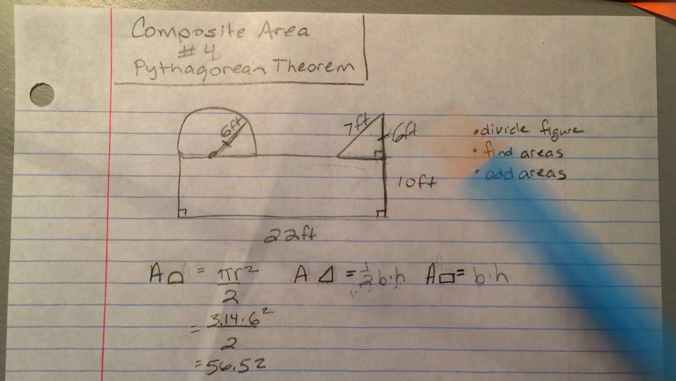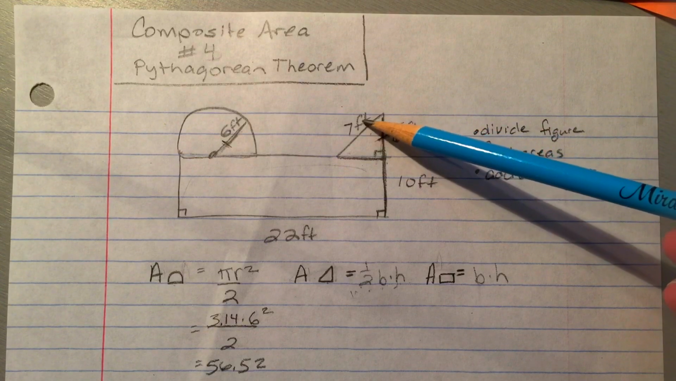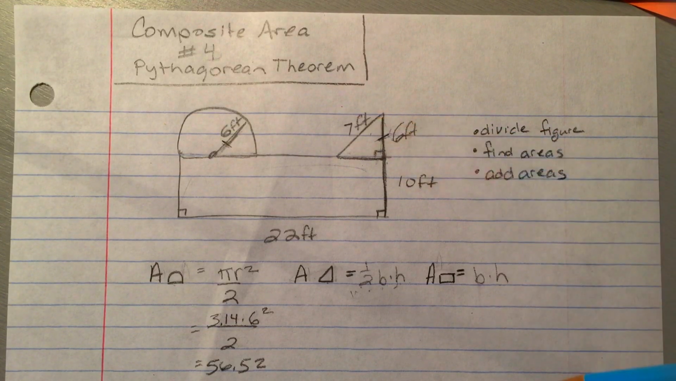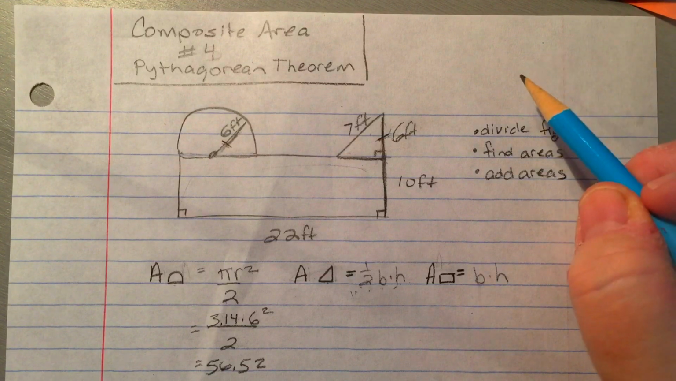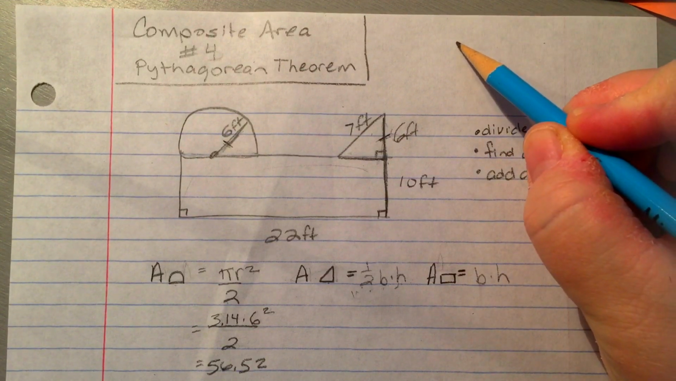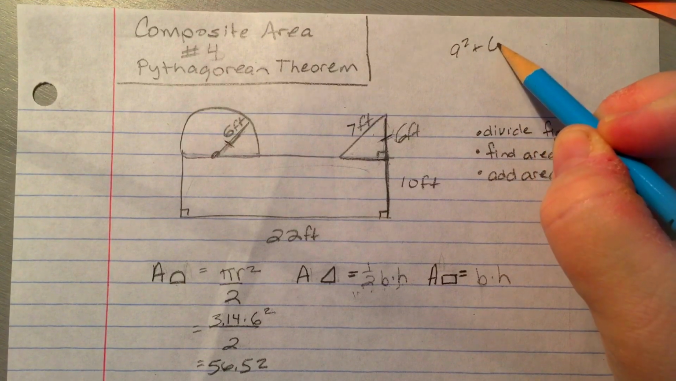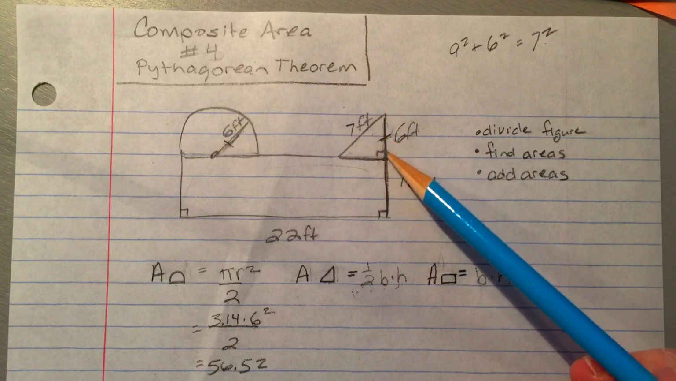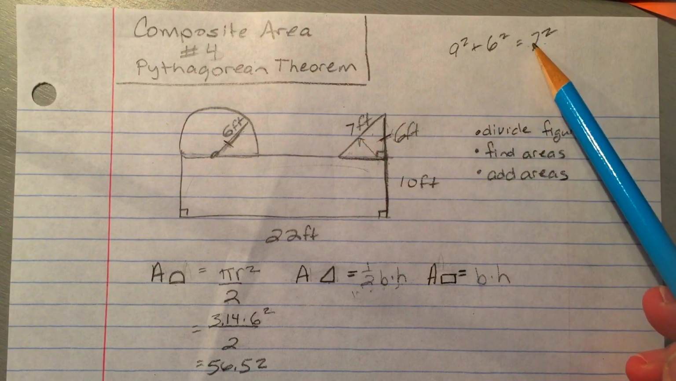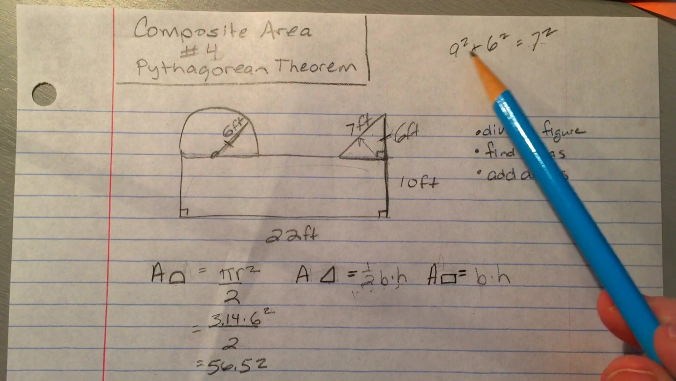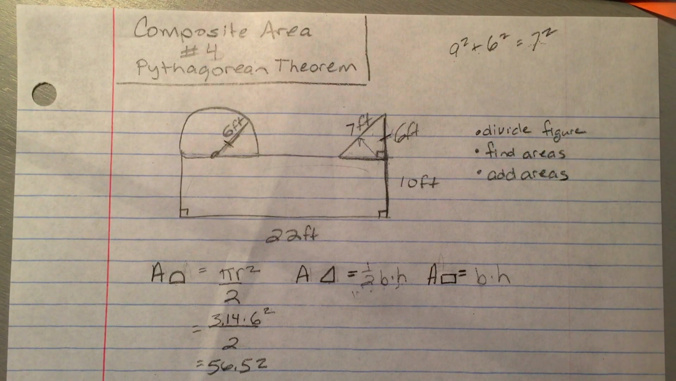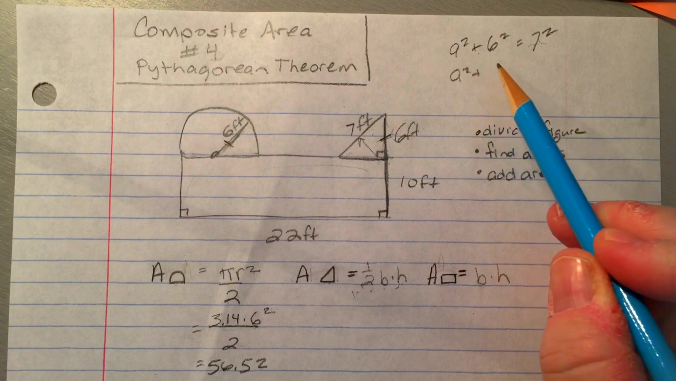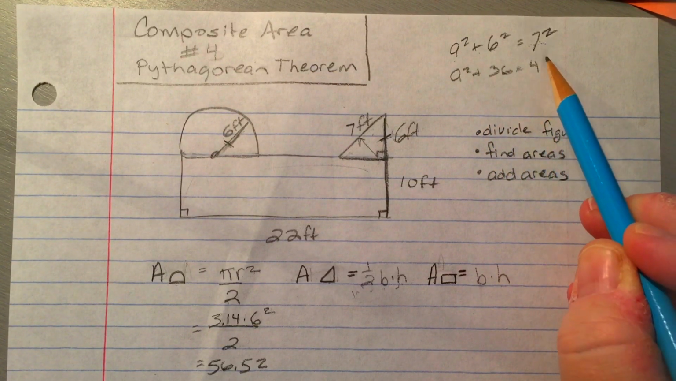You may remember that when we study the Pythagorean theorem, when we have a right triangle with two measurements, we can find the third. So we're going to use the Pythagorean theorem right now up here in the corner to find the measurement of the base. So we have a squared plus 6 squared equals 7 squared. And 7 is the hypotenuse, remember, because it's across from the right angle. So that's how I know that it's the c in a squared plus b squared equals c squared. So this is a squared plus 36 equals 49.